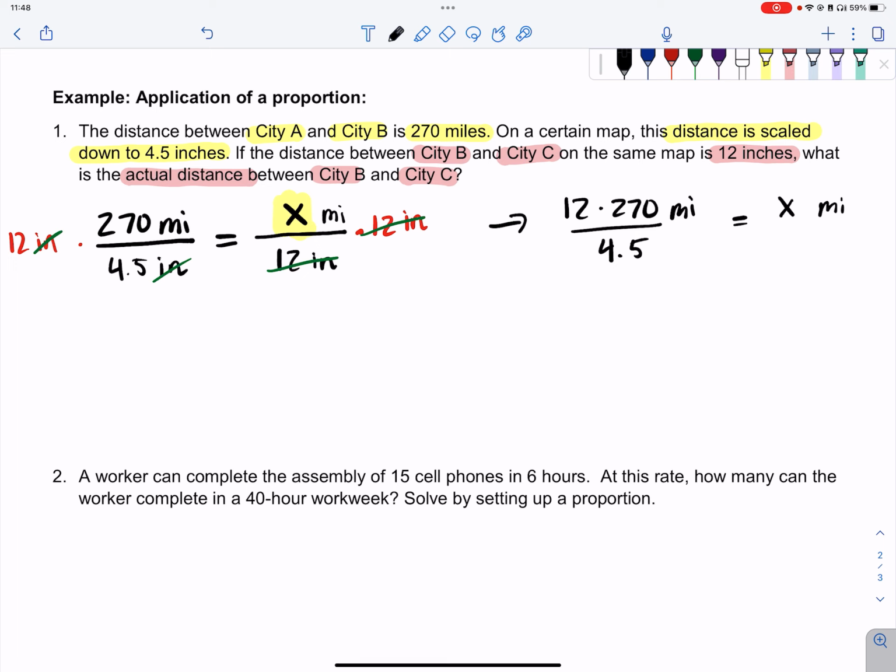So now we can evaluate this. 12 times 270, divide that by 4.5, and you should get that our x is going to be equal to 720 miles. So now that should be the actual distance between city B and city C on this map.